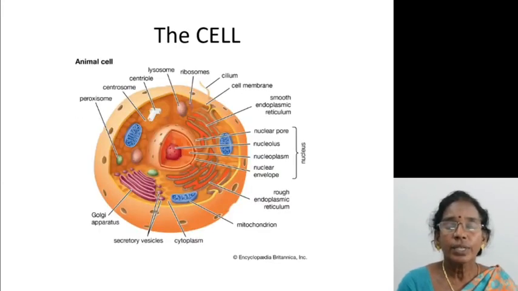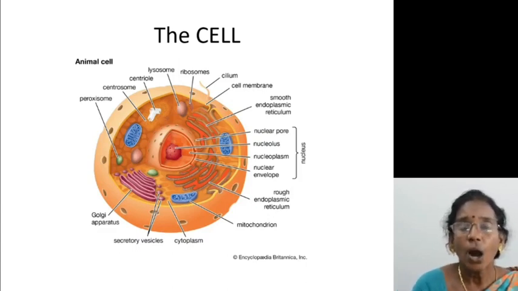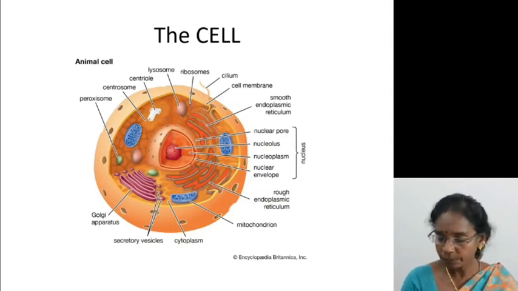Today I am going to teach you 6th biology, term 2, unit number 5, the cell. What is a cell? The cell is the basic structural and functional unit of every living organism. All living things are made up of cells.